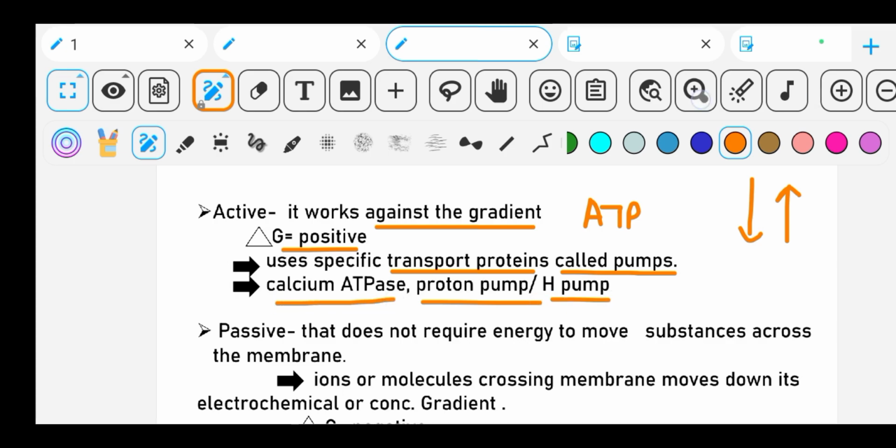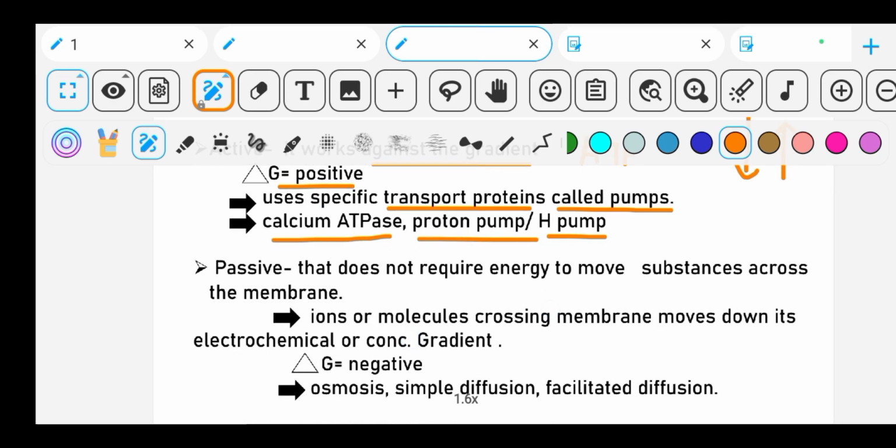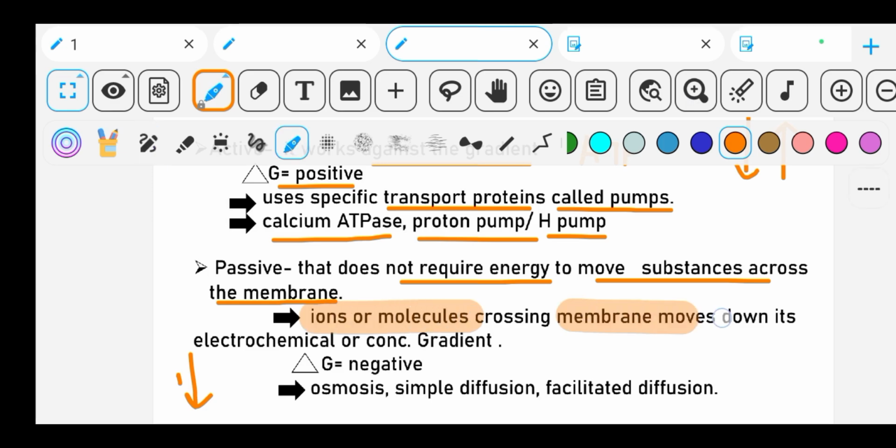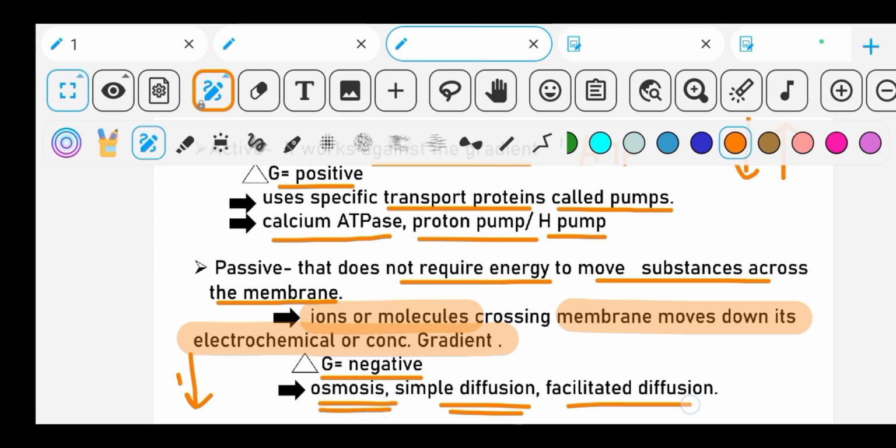Then we are having the other, which is passive transport. It does not require energy to move substances across the membrane. That is, it follows the membrane's gradient. Means ions or molecules crossing the membrane move down their electrochemical or concentration gradient. It means the delta G will be negative and it will use osmosis, simple diffusion and facilitated diffusion.